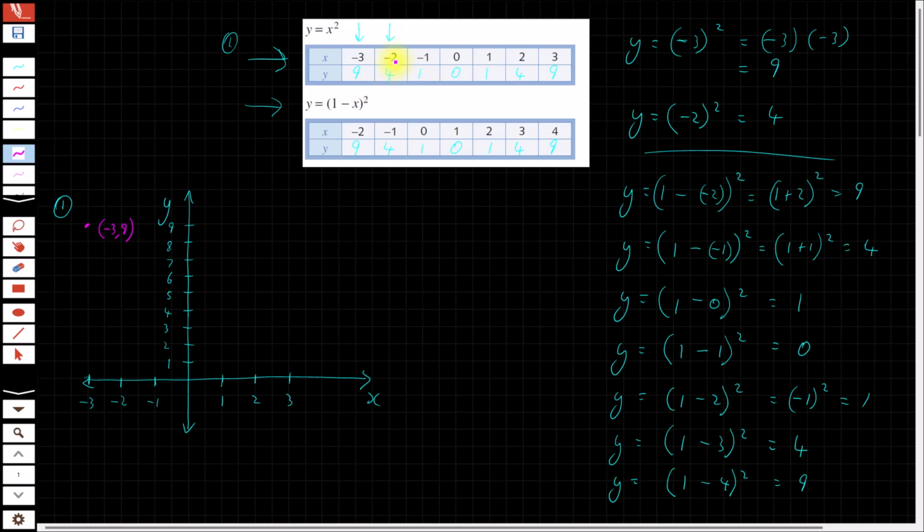The second point here is -2 and +4. So we have -2, +4. -1 and +1. 0 and 0. +1 and +1. 2 and 4. 3 and 9.